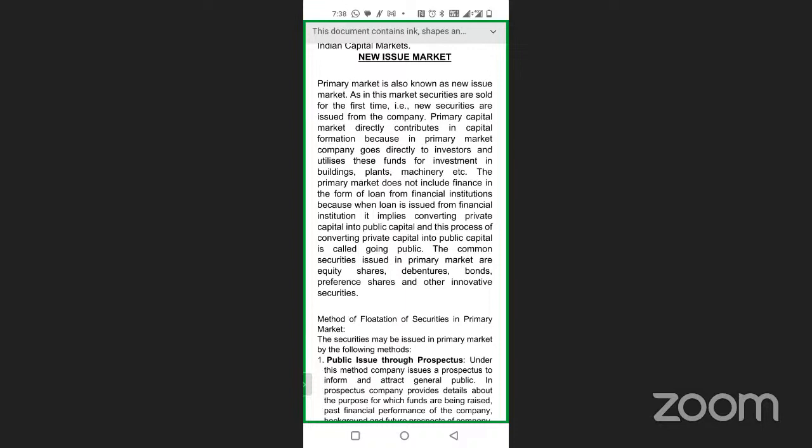You have another option: you can open your share for the general public, but it is not so easy. You have to do certain activities for that. First of all, to open your securities, to open your shares for the first time in the capital market, you have to visit the new issue market.